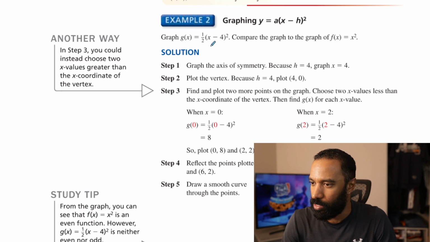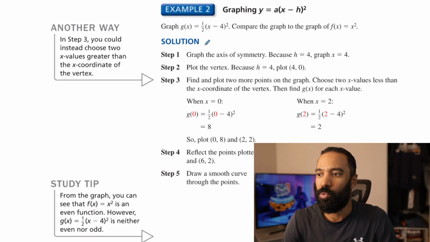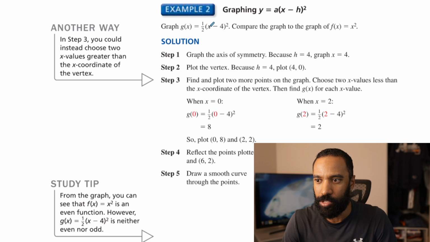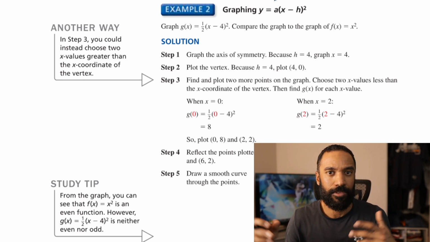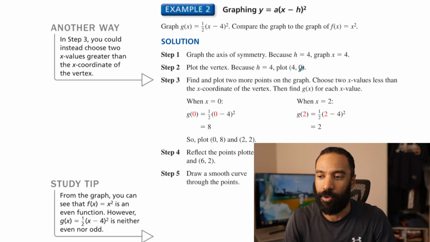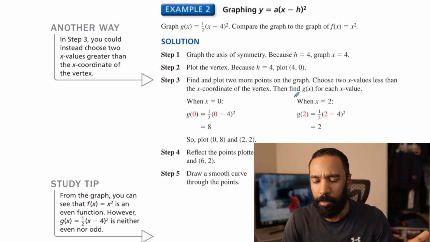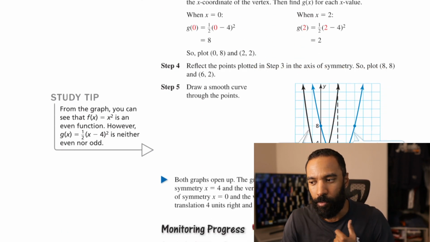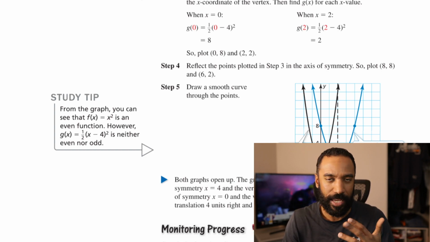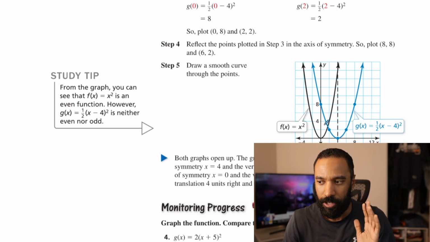So let's see if they graph it first. So we start by plotting the vertex. Because h is 4, x minus 4, we're going to plot it at 4, 0. How do we know 0? Because it doesn't translate up or down. There's no k yet. So we plotted at 4, 0. They say find and plot 2 more points. If you follow along with me, I'm going to go over 1, up half of 1, over 2, up half of 4, things like that. And I'm going to plot my own points. But here's the blue graph.